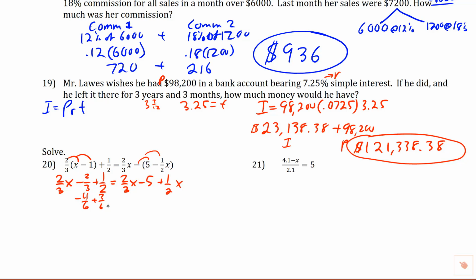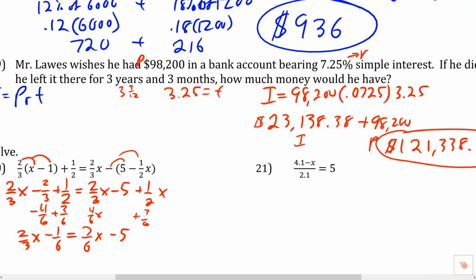If you want to do this on your calculator, totally okay. This is 2/3 x, and then this is going to be minus 1/6. And then over on this side, we've got to combine the two of those. So this would be 4/6 x plus 3/6 x. So that's going to be 7/6. Yep, 7/6 x. And then the minus 5.